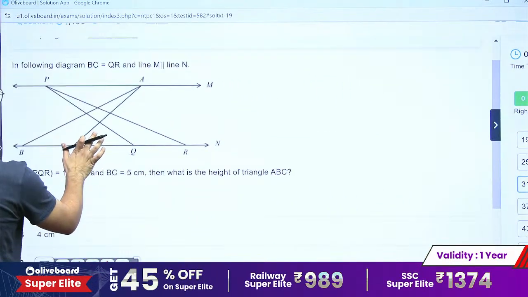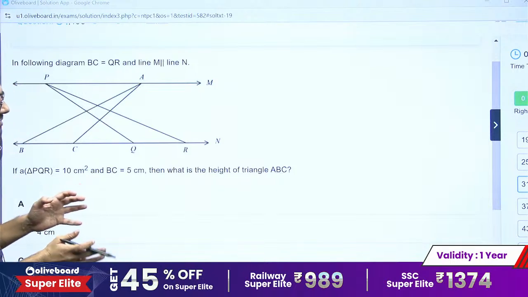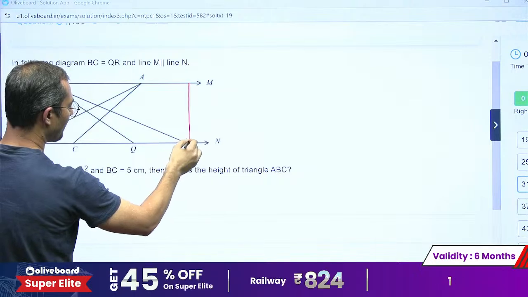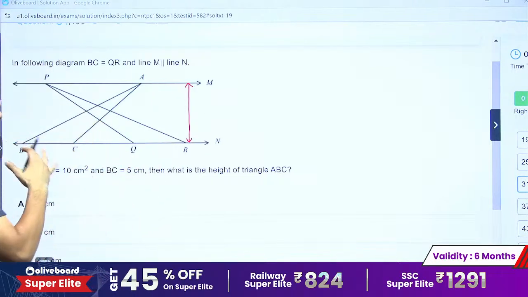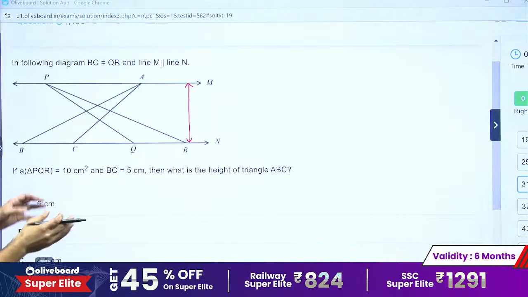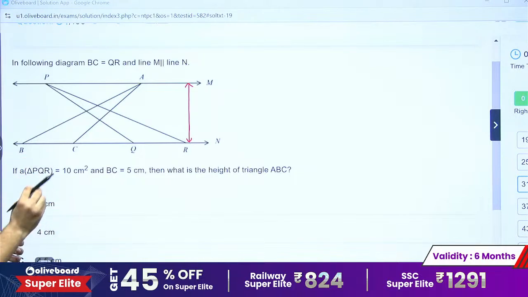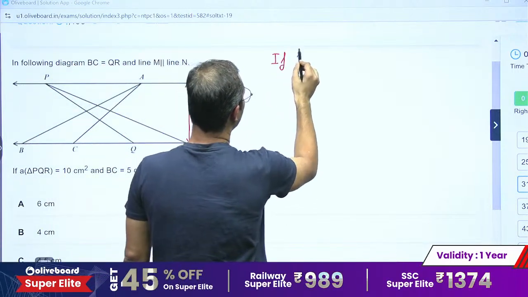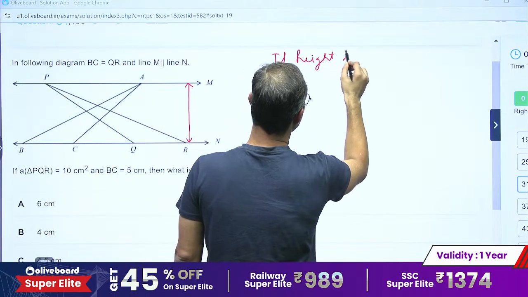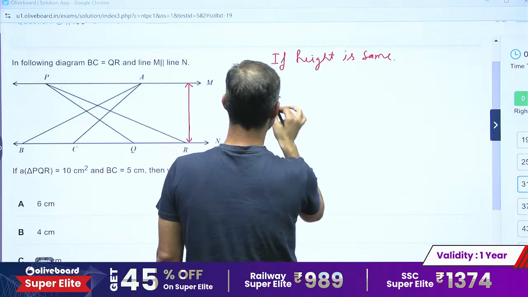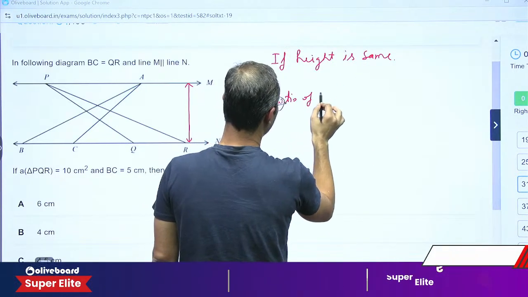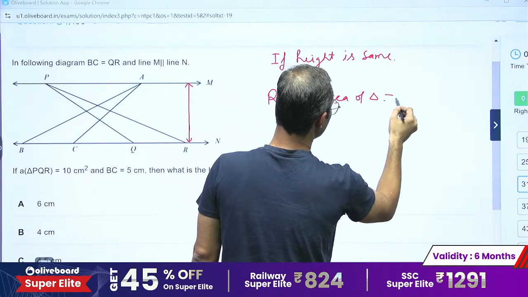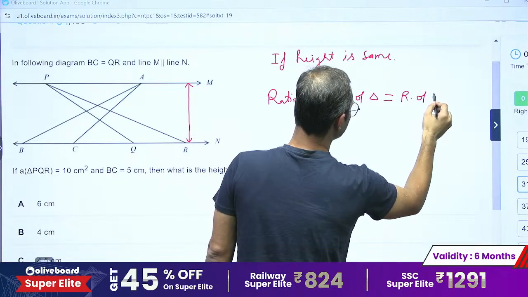Again, when the base is same or height is same, right? When we have two parallel lines, it means the height is same. Between the two parallel lines, perpendicular distance or perpendicular height is same for all, right? So when we have triangles between the parallel lines, their height is going to be same. Remember this, if height is same, in that case the ratio of area of triangle is going to be ratio of their base.